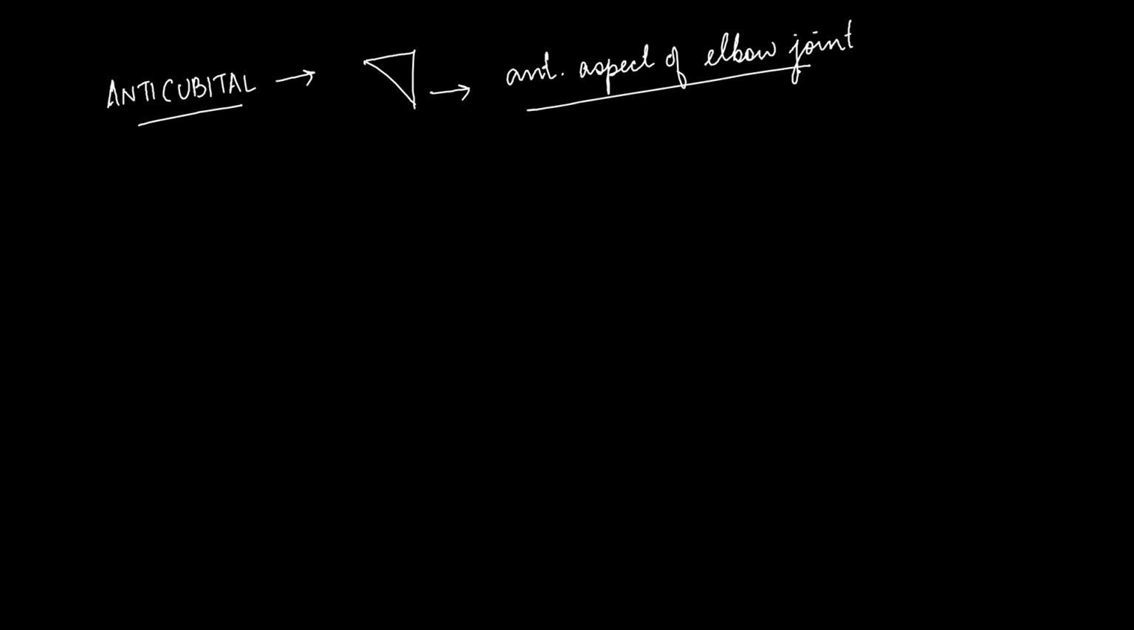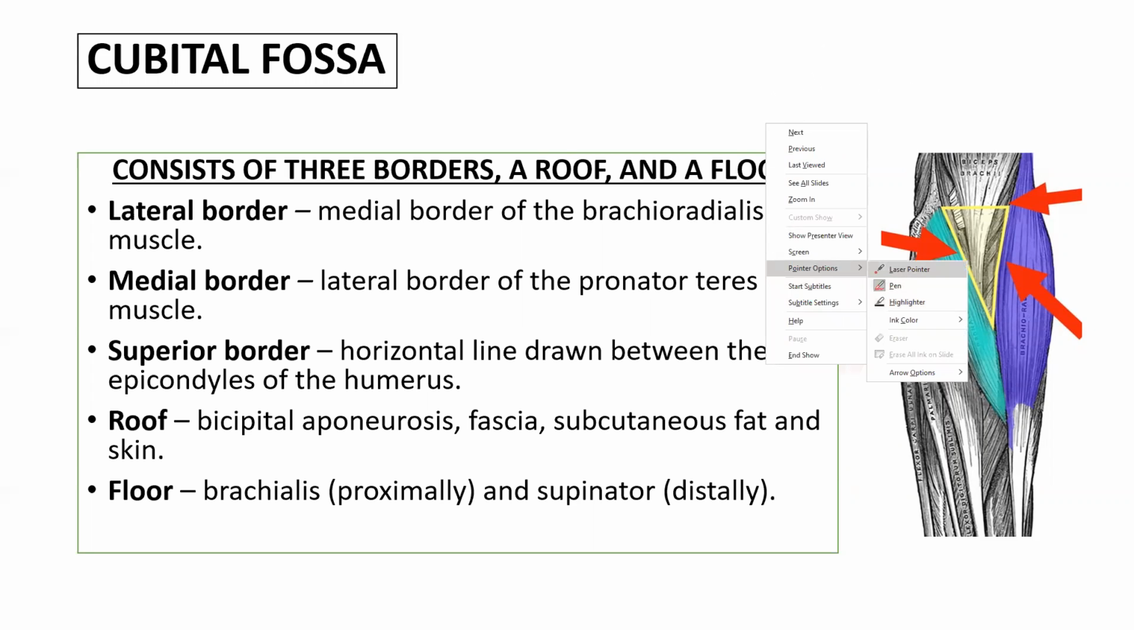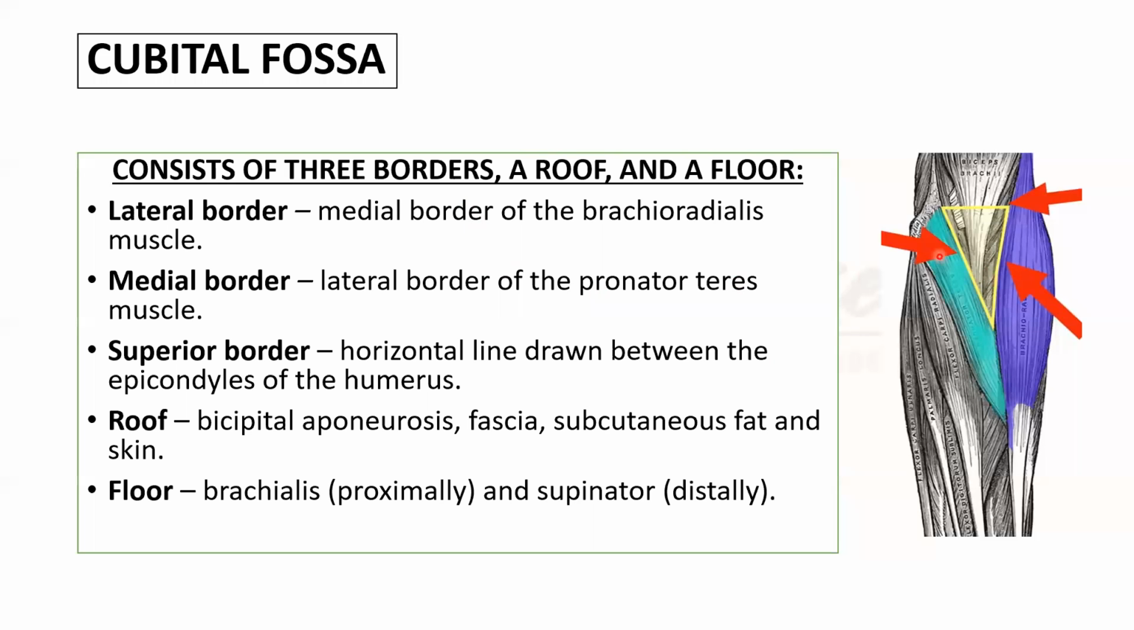Very important information. Now, here we are going to deal with the borders as well as the contents. The first one: it consists of 3 borders, a roof and a floor. Remember that. So, lateral border: we have a lateral border that is formed by the brachioradialis. This muscle which you are seeing is the brachioradialis muscle.